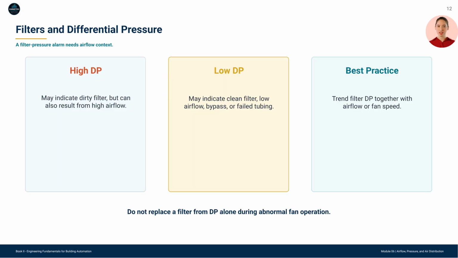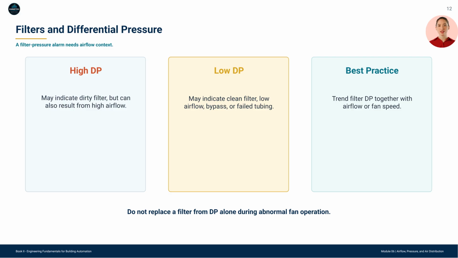Filter differential pressure is a good example of why context matters. A high filter pressure drop may indicate dirty filters, but it can also happen when the fan is running at unusually high airflow. A low filter pressure drop may indicate clean filters, but it can also indicate low airflow, filter bypass, missing filters, failed tubing, or a transmitter problem.